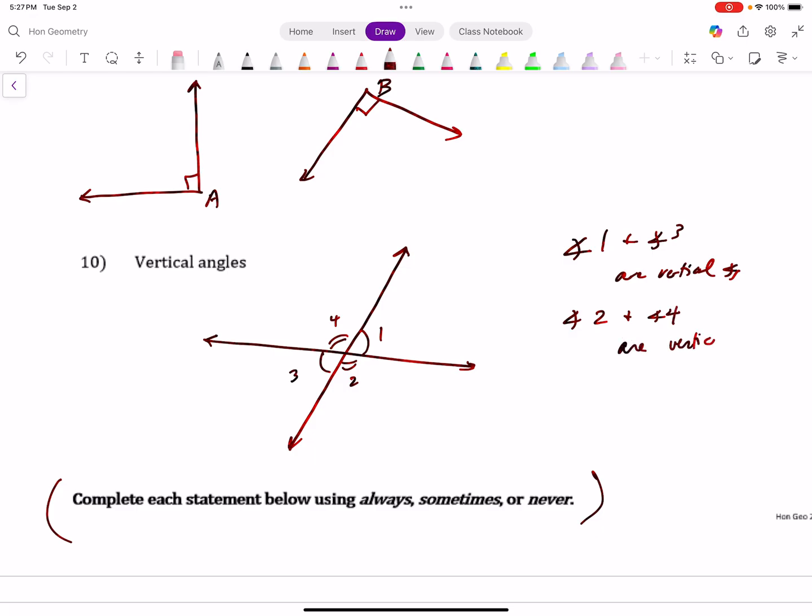Now, I've got them marked as being congruent because I know that, but not because of the definition of vertical angles. The definition of vertical angles is just how do we recognize one? To know they're congruent, it's a theorem that we proved where vertical angles are congruent.